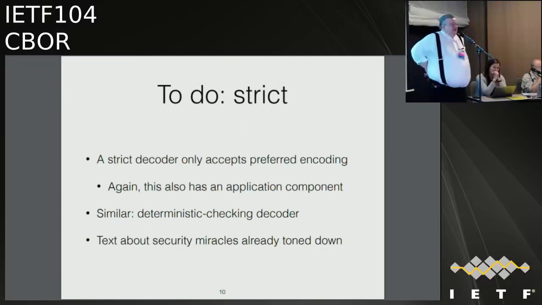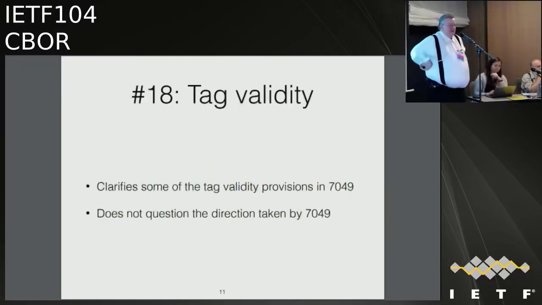So really the pull request that was most difficult for me to integrate was the tag validity one from Jeffrey. The clarifications are good, but before we do that, I think we should think about the direction taken by 7049 here. Each tag defines its own validity requirements based on the state of the universe at the time it was defined. And the problem really is that the state of the universe actually changes.